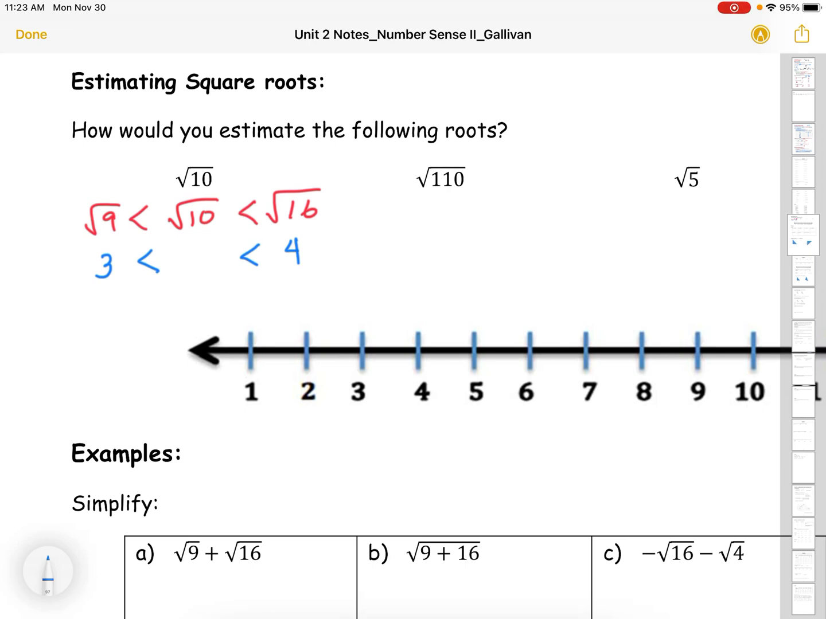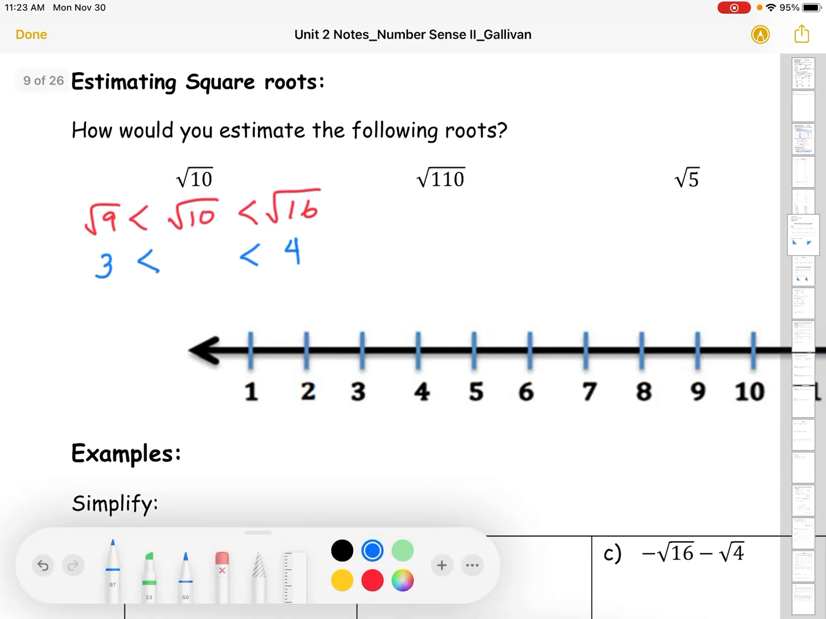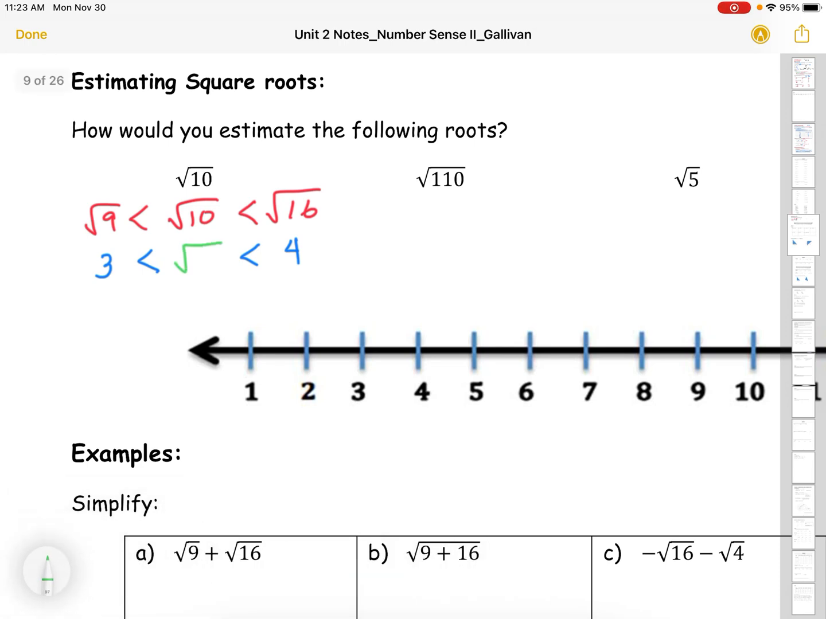So estimating, I know that the square root of 10 is going to be somewhere in between there. So I think it's going to be closer to the 9 than the 16. So I'm going to estimate it as being approximately 3.2. I can check that with my calculator. So if we do the square root of 10 on our calculator, we'll get 3.16. But we're just estimating, so we can leave it like that, okay?